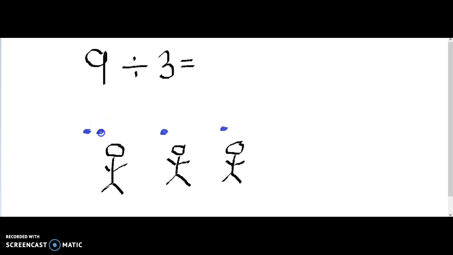So a 4th piece of candy, a 5th piece of candy, a 6th piece of candy, a 7th piece of candy is given out, an 8th piece, and finally we're at 9.